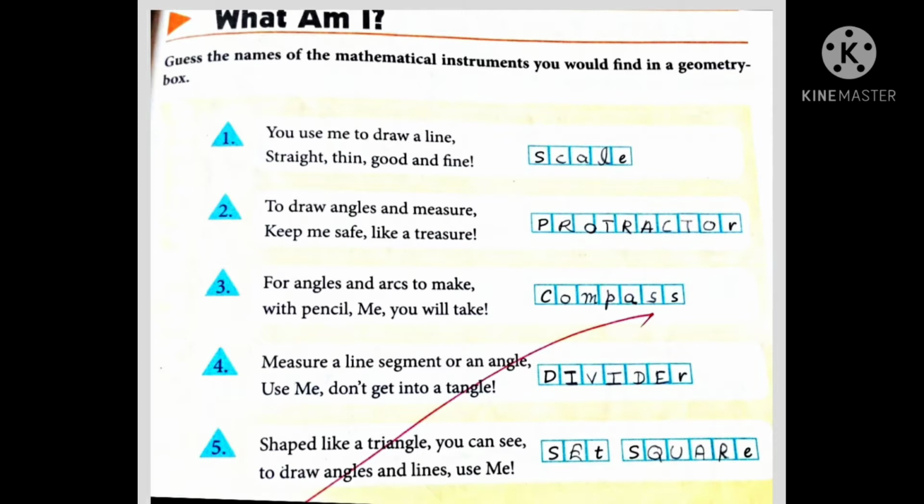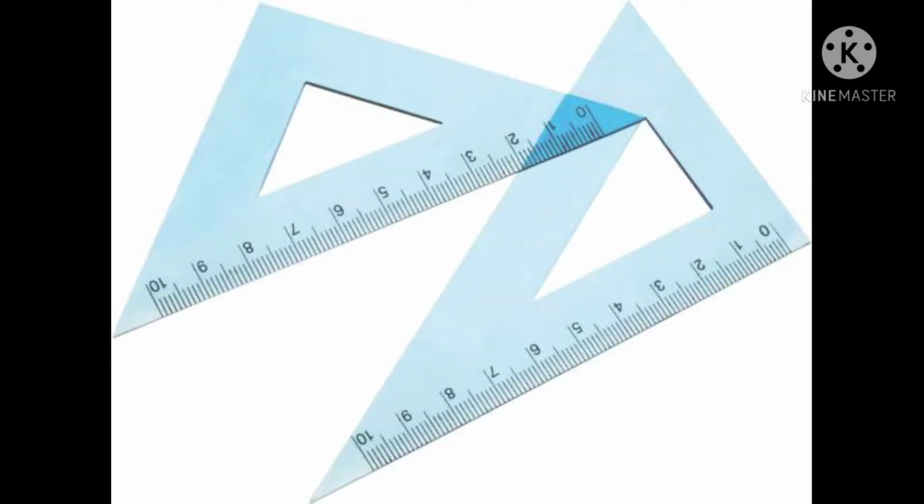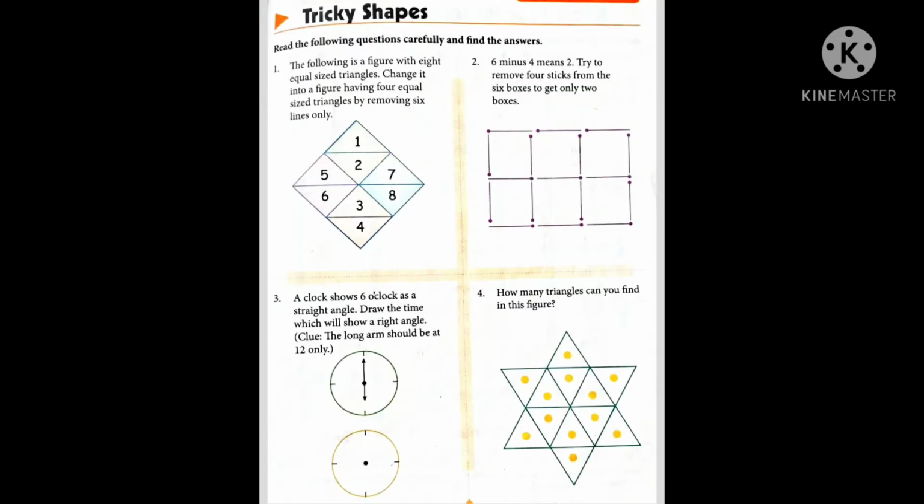This is set square. Set लिखोगे SET then SQUARE. This is set square. Next page number is 49, that are tricky shapes.